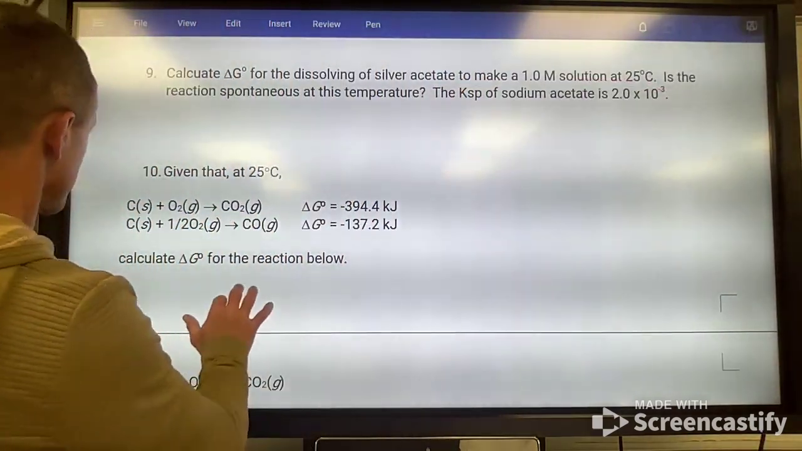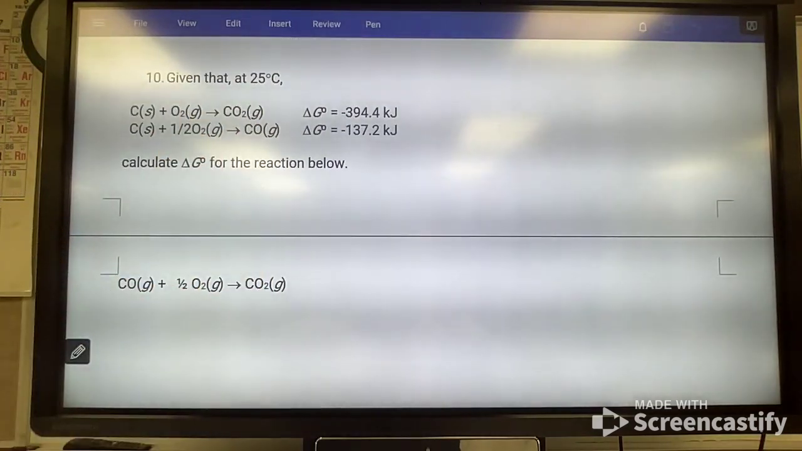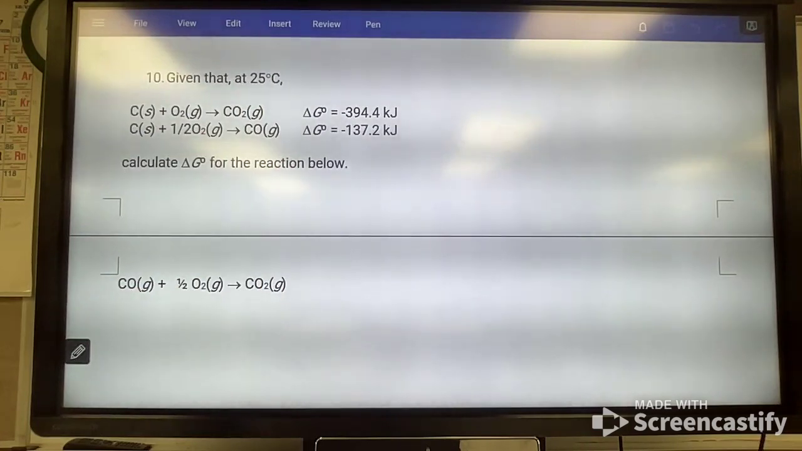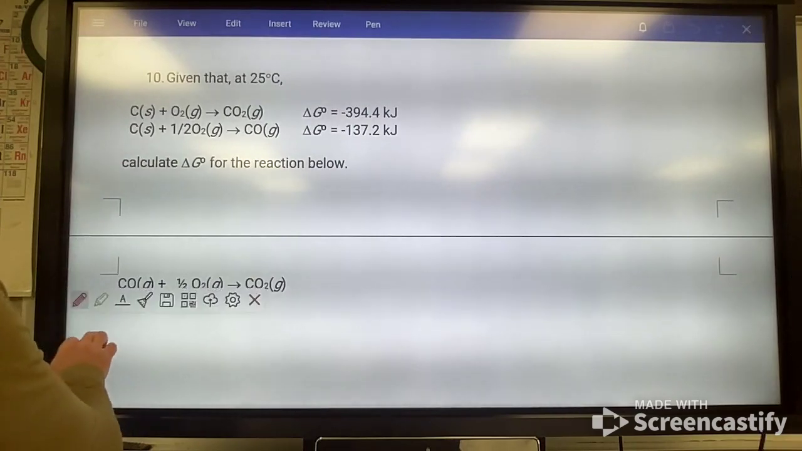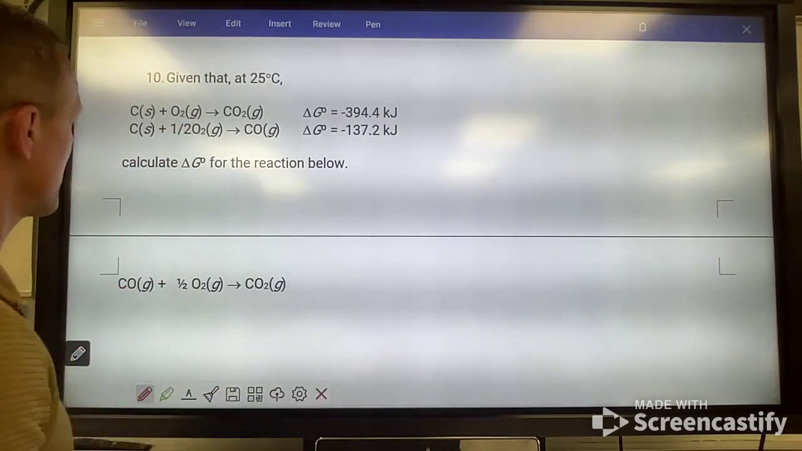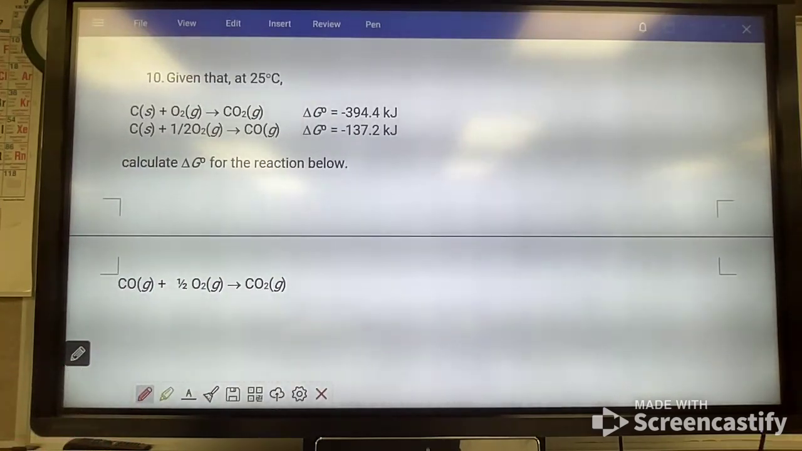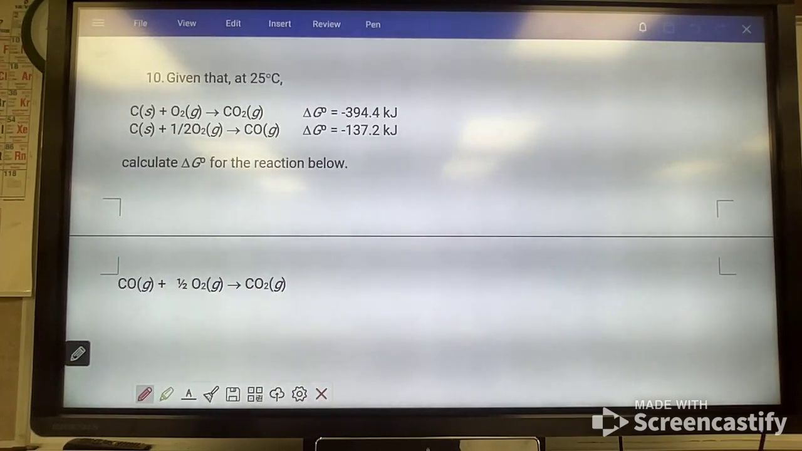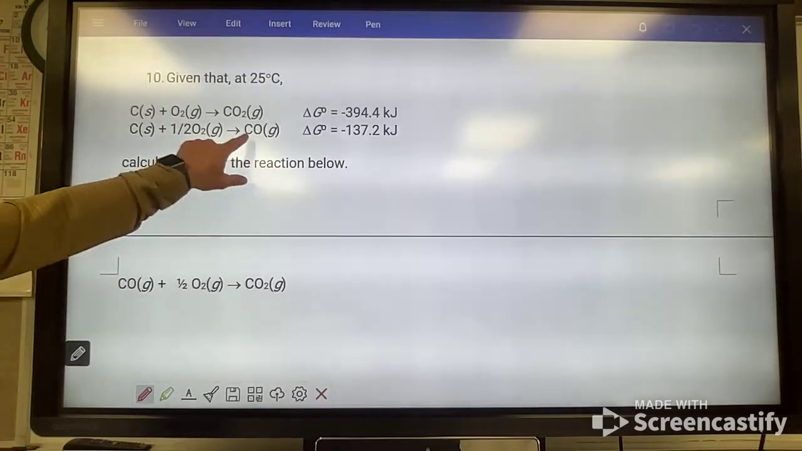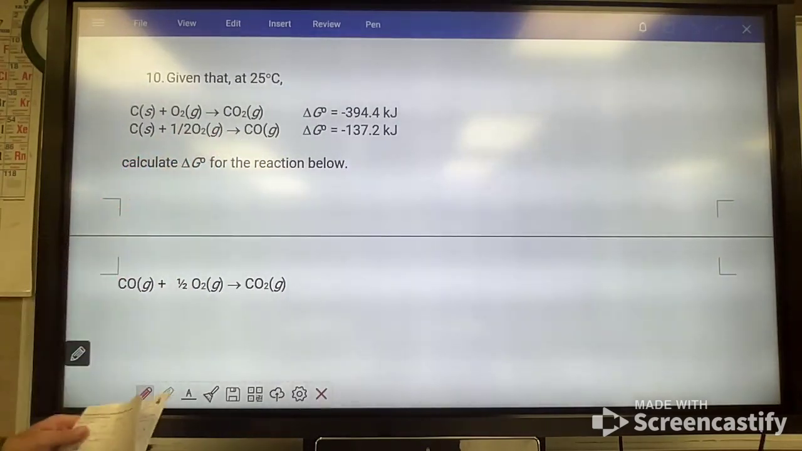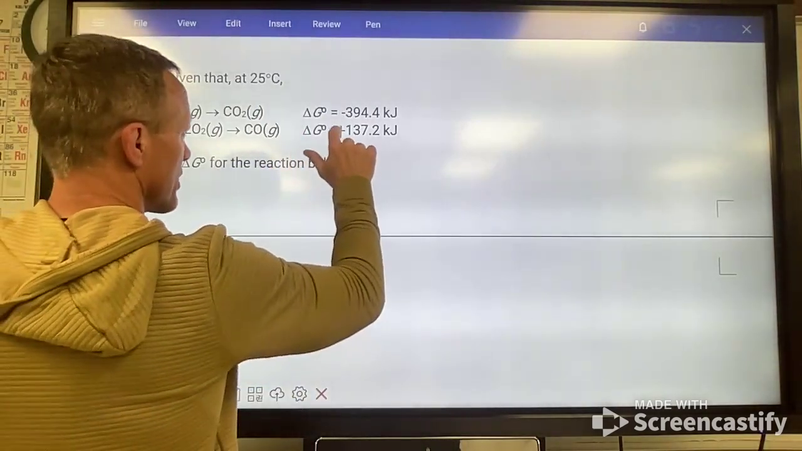All right, one more question here. Given this information, we want to figure out delta G for the reaction below. We've done this several times in different formats. So what is the delta G for this reaction? Given that this happens in a series of steps, we're trying to figure out what the delta G is there. So we need to get these to equal this. Well, we need carbon monoxide on the left, so we need to flip this one. So that will change that sign to positive.